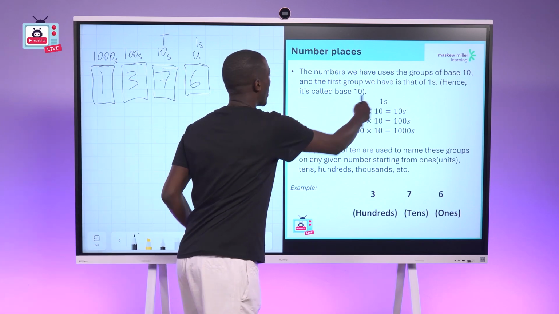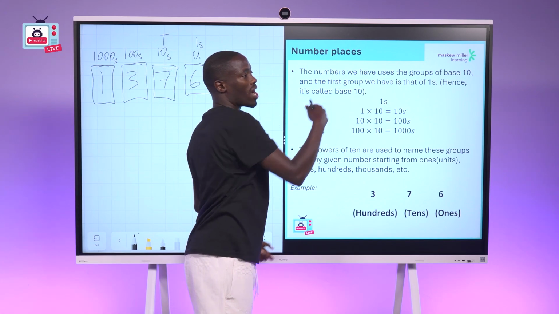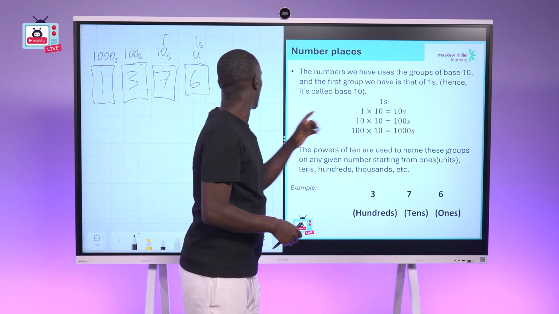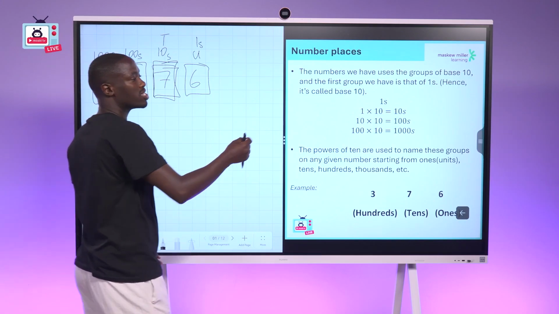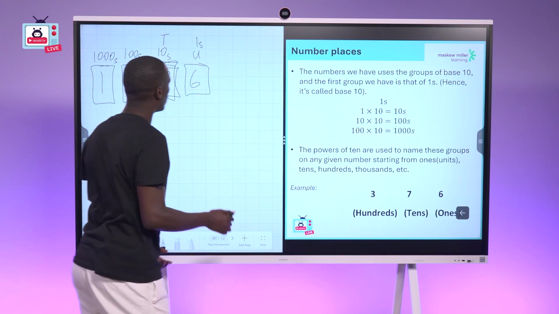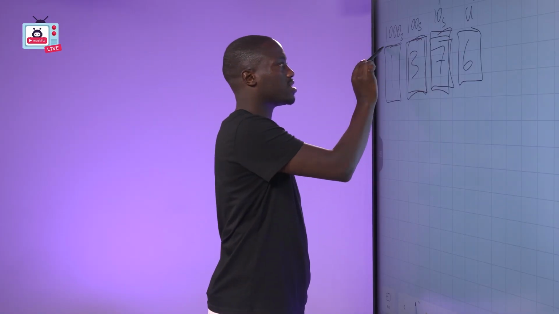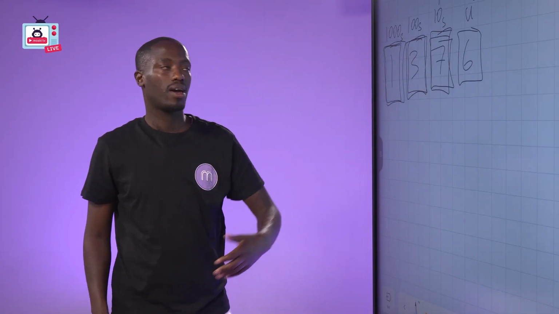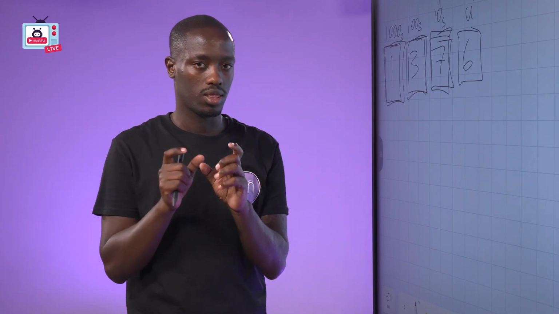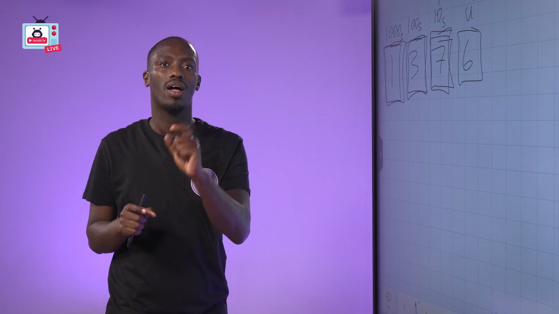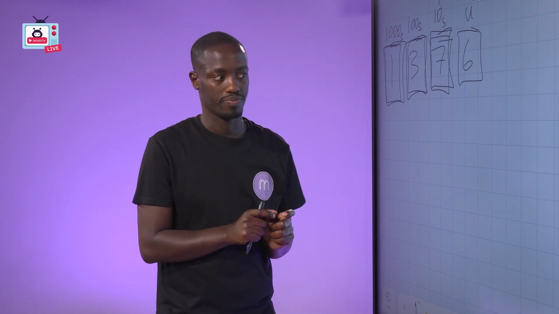We said we had the first group as being the ones, and then multiplying that 1 with a 10, you get tens, which we mean by that second value. Now we multiply that 10 by another 10, we get the hundreds. And then we multiply the hundreds by another 10, we get the thousands. And then multiplying the thousands with another 10, you'll get the 10,000s place. Those are all the groups or the number places that we usually use on whole numbers.